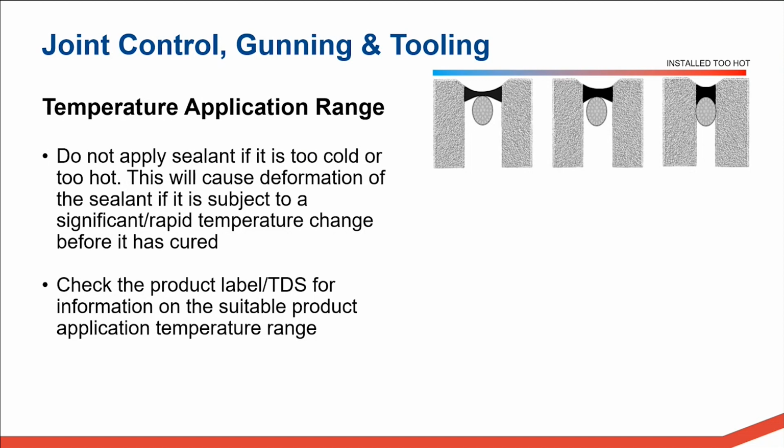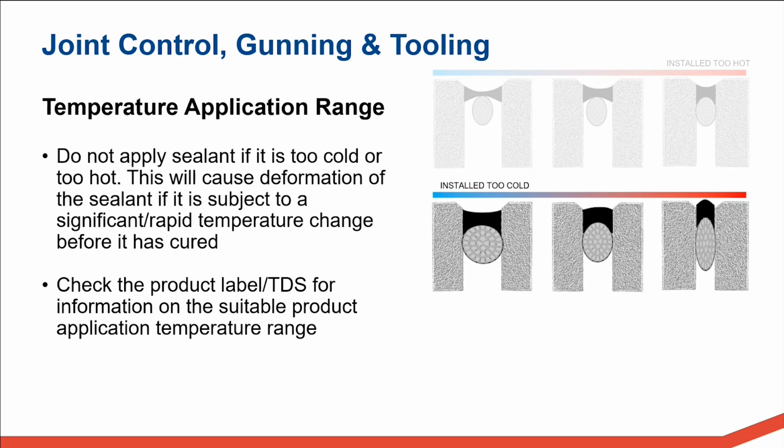So for example, in this image, the sealant is applied when it's been too hot. So the adjacent substrates have expanded in the heat, meaning the cavity is smaller than it normally would be. And the sealant's been applied, when it returns to normal size or it cools down further, you have an underfilled, overly thin joint.